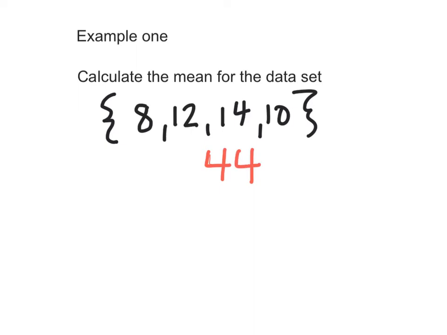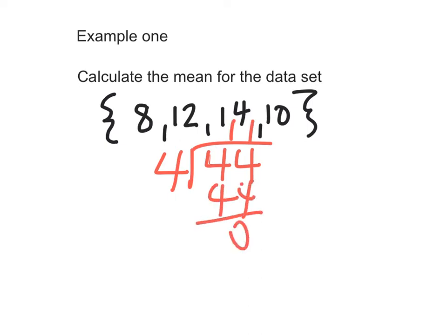So, those 4 numbers would add up to 44. Now, after I do step 1, the second step is to divide by 4. So if I take 44 and divide by 4, I come up with 11. So the mean, or the average, for this data would be 11.